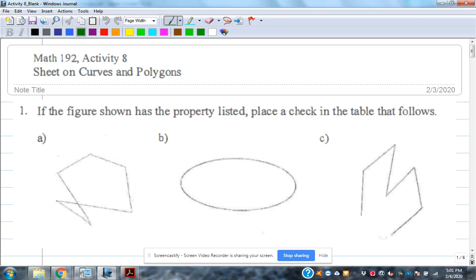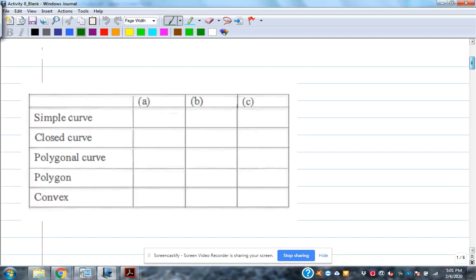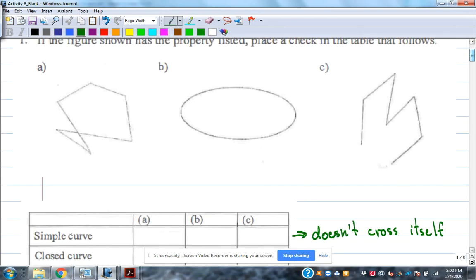So what we're going to do first is define all of those things, and then we'll look at filling out the chart. So a simple curve, what that means is it doesn't cross itself. Okay, so a simple curve never crosses itself. So looking at that picture, let's go ahead and fill in that line of the chart for all three of those pictures. Is A a simple curve? No. Is B a simple curve?